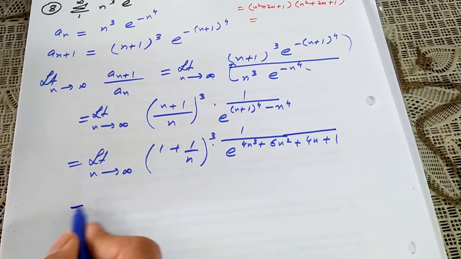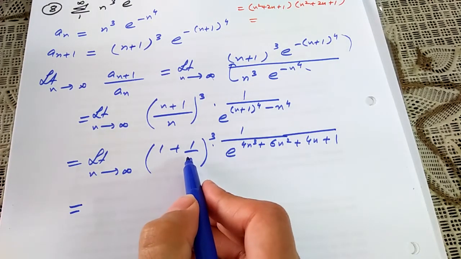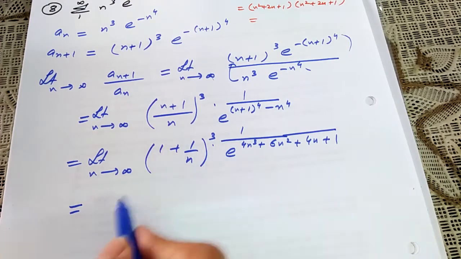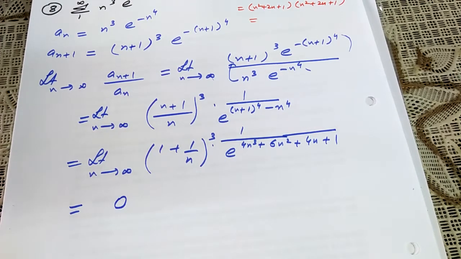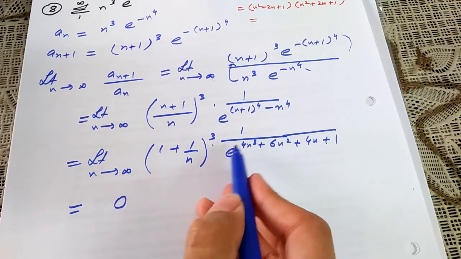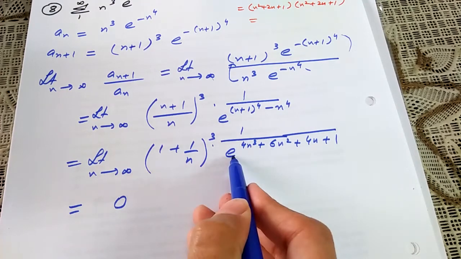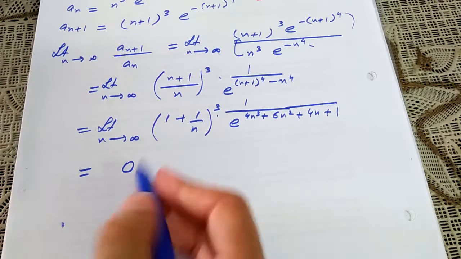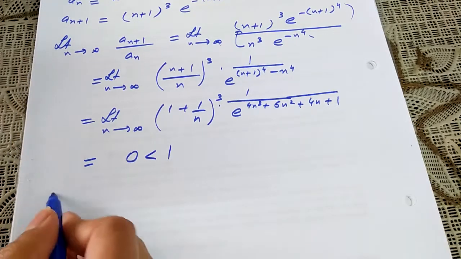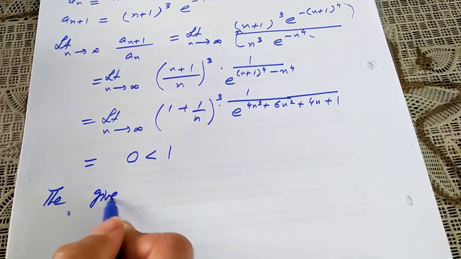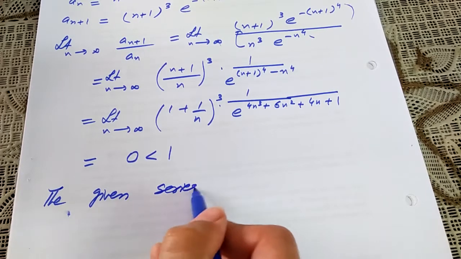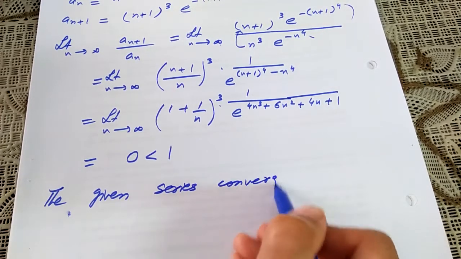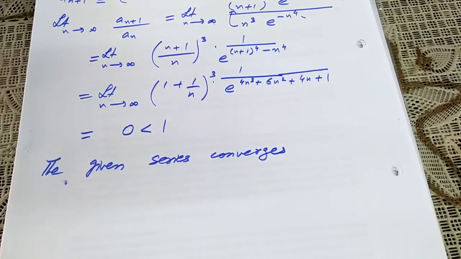And after applying the limit, you will get 0 in your answer, because 1 over infinity gives 0, and 0 multiplied by this function will give 0. And so 0 is less than 1. So the given series converges by ratio test.